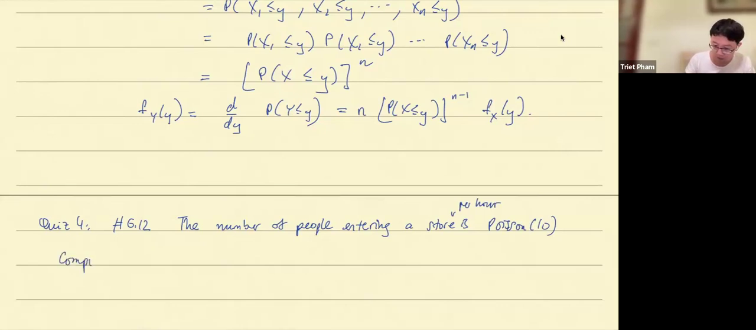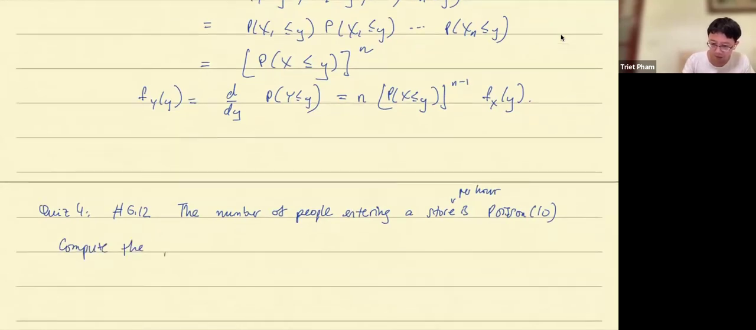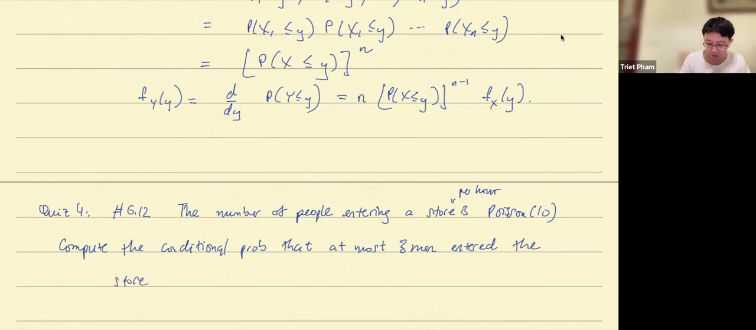Compute the conditional probability that at most 3 men entered the drugstore, or just call it the store, whatever that is, given that 10 women enter in that hour. What assumptions have you made?